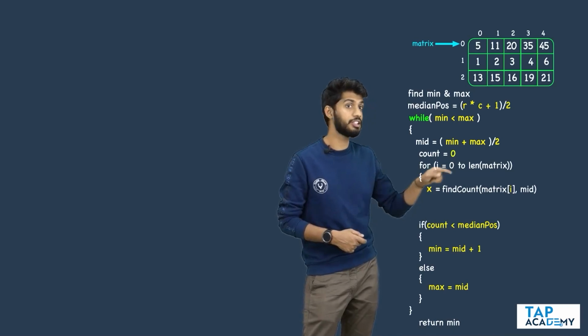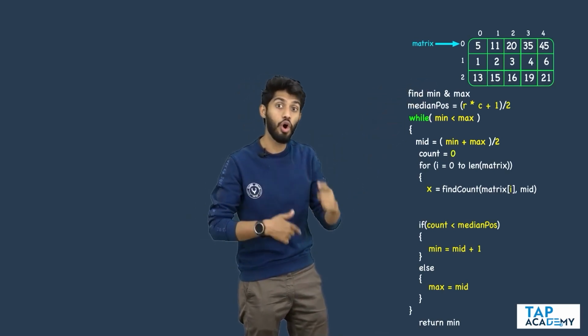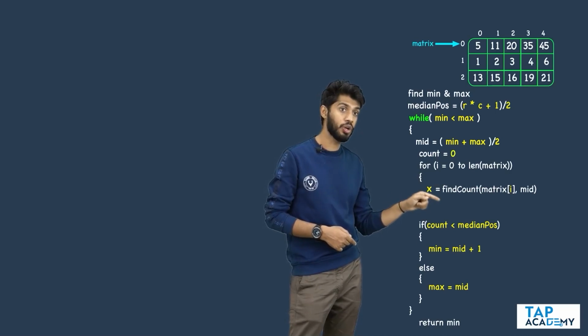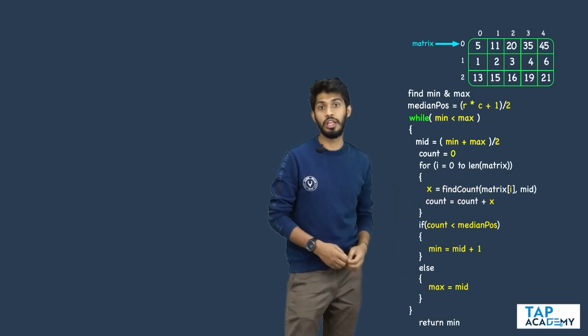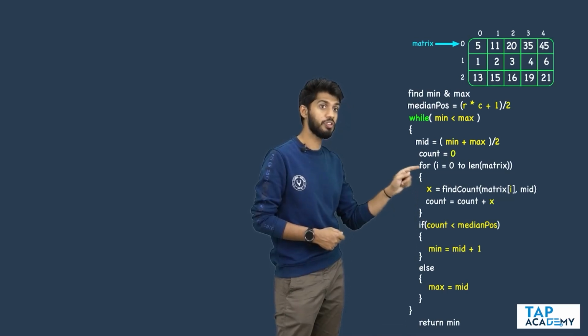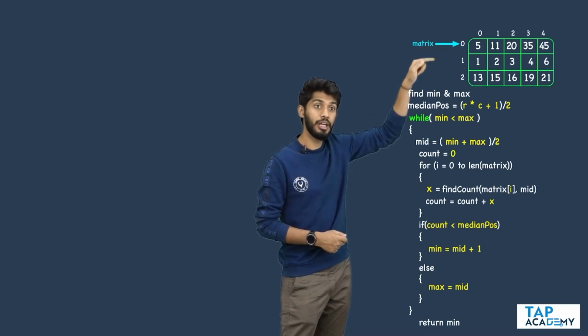What you have in x is the number of elements less than or equal to mid in only that particular row. But you are finding for all the rows, so I need to update the value of count. Whatever value of x I have got, I will add it to count: the previous value of count plus the x value. So the loop will pass the first row, you get the count, store it in x, and update that in count.